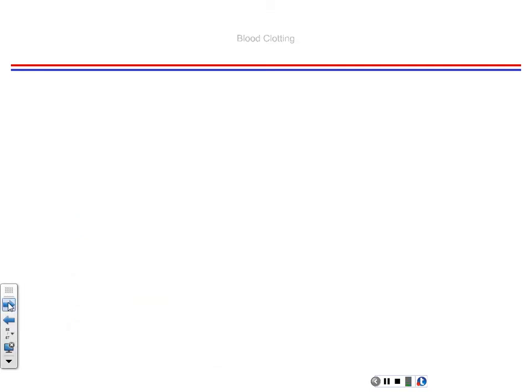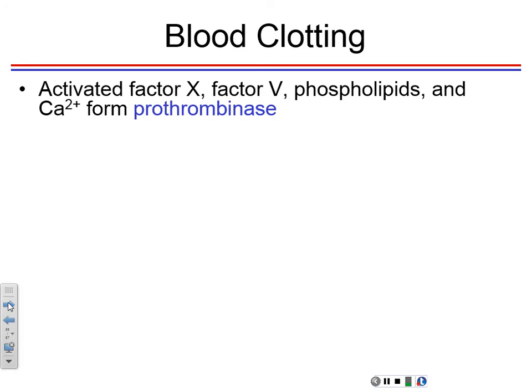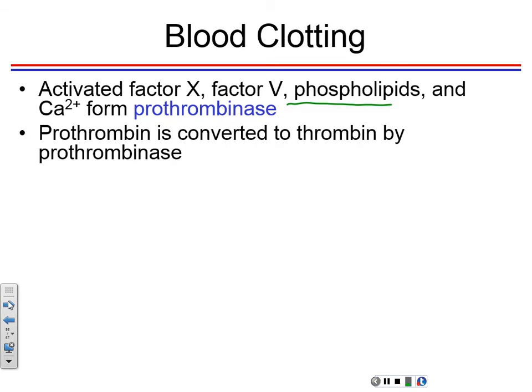Okay. So what happens is when thromboplastin is released extrinsically by damaged tissue, and Hageman factor is activated within blood, they all relate to the activation of factor 10, factor X, and then together with factor 5, phospholipids, and calcium, this forms prothrombinase. Prothrombinase is an enzyme that turns prothrombin into thrombin. Okay, so prothrombin is then converted to thrombin by prothrombinase.